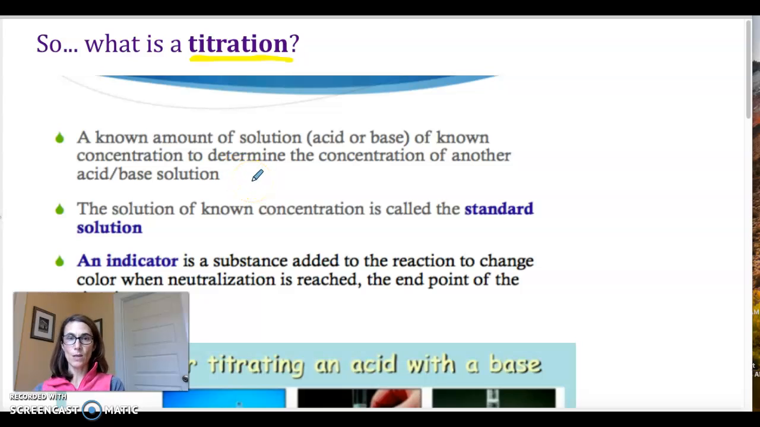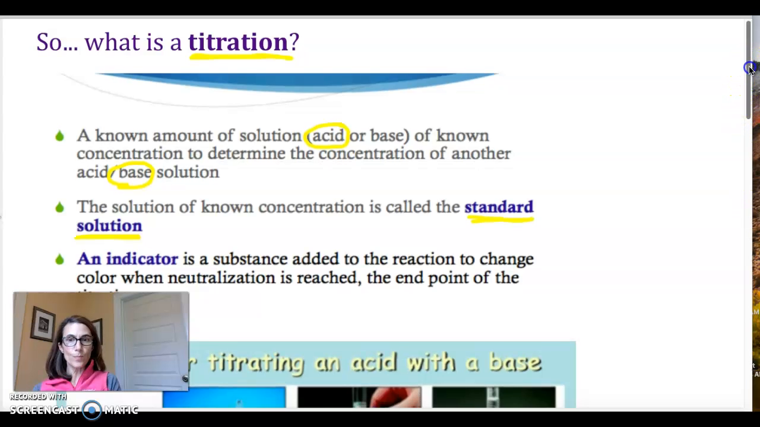Let's say we had a known amount of acid with a known concentration. We would be able to use that to help us determine the concentration of an unknown base solution. So the solution of known concentration would be called the standard solution, and then the other solution we would just call the unknown.